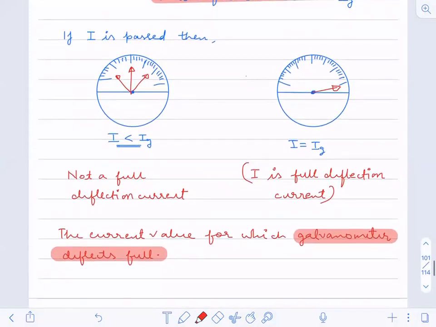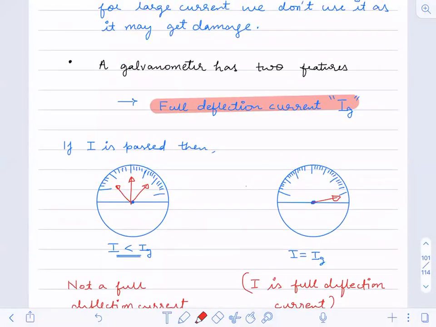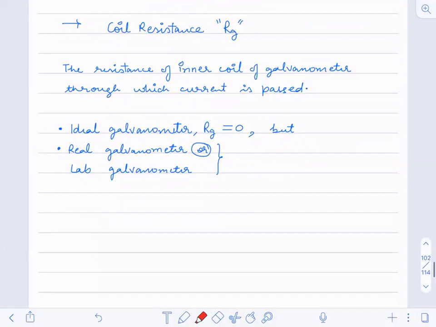Okay. Now, this was the first property, the first feature of the galvanometer, out of two. Now, the second property is coil resistance. You just think that this galvanometer is an electrical instrument, correct? Every electrical instrument will be having circuits in it, and this electrical circuit will be having resistors, wire, coiling.